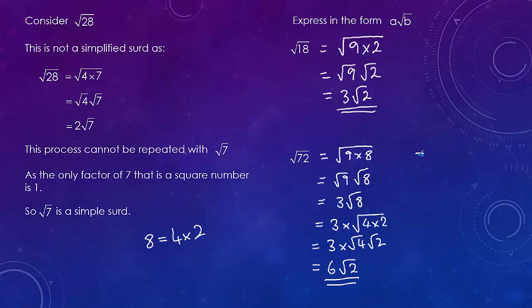Could we have got there directly? Well, yes we could, because we could have said that 72 is 36 multiplied by 2, which is root 36 root 2, which is 6 root 2. So we get the same result. It doesn't matter if you go the wrong way first, as long as you spot that, for example in this situation, that the root 8 is not a simple surd.